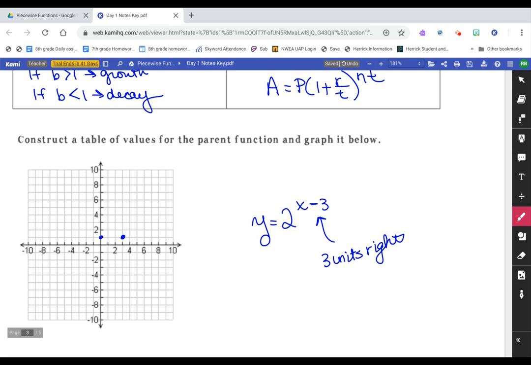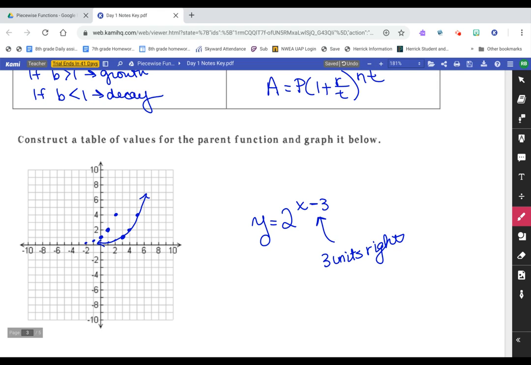And if it makes more sense, if you'd rather write your parent function and then go from that, go for it. So 0, 1, and then if 2 is raised to the first power, that'd be 2. If 2 is raised to the second power, that'd be 4. Raised to the -1 is a half. -2 is a quarter. So you're just going to literally take all of these points and move them to the right 3. So go ahead and do that, and then let's move on to the next type of function.